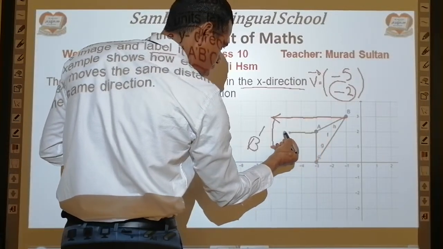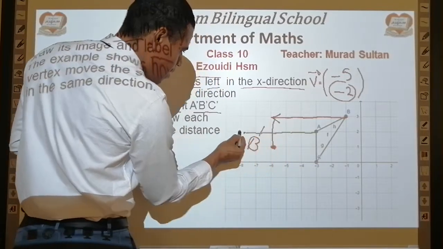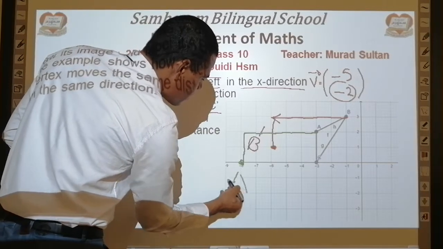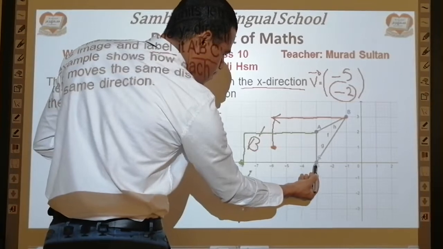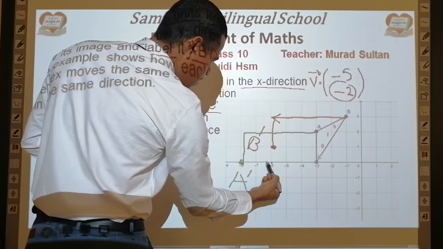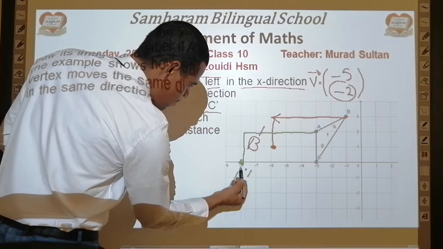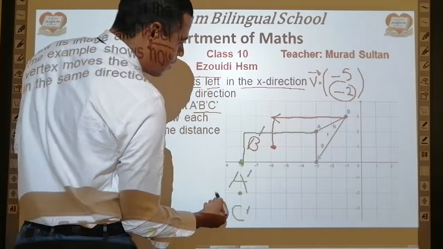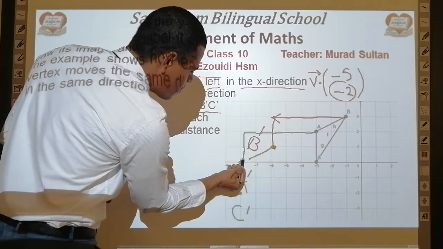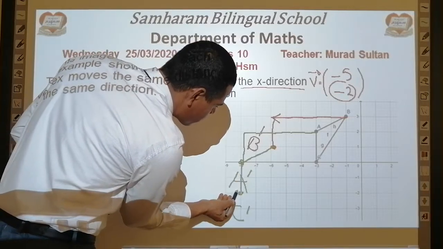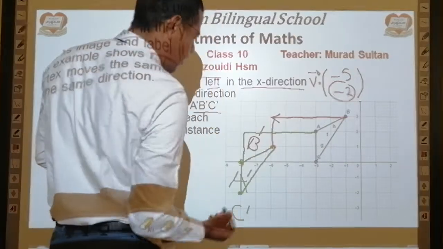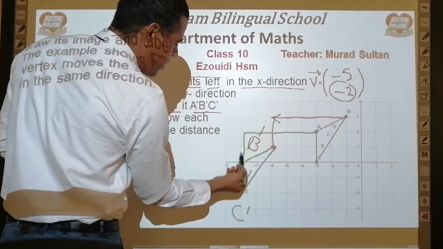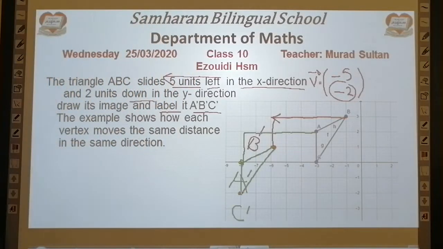So 3, then this is 2, then down, it will be here. So this is A prime. Then C prime, 1, 2, 3, 4, 5, and how many? And 2 down. This is my C dash. Now I will try to join the points to get what? To get my new triangle. I label it as A prime, B prime, C prime. Okay, the next.